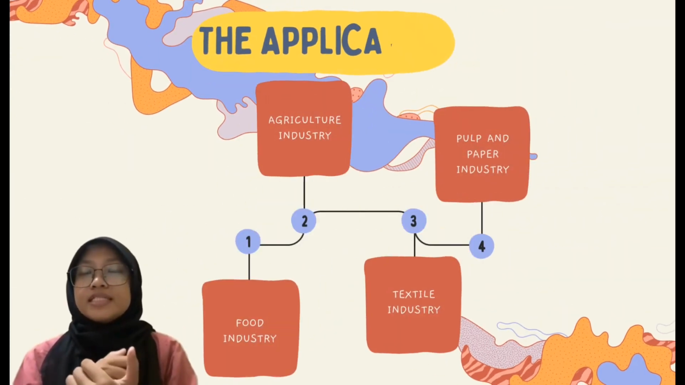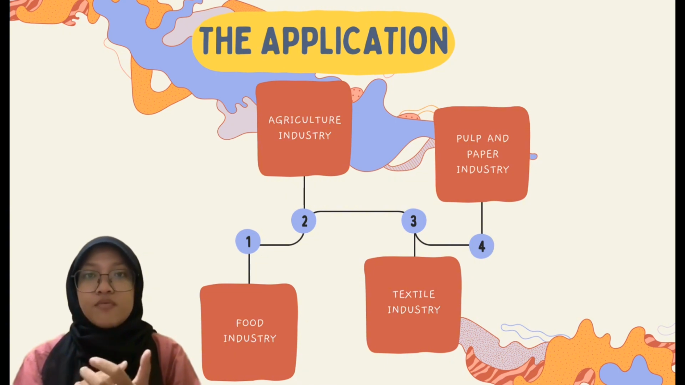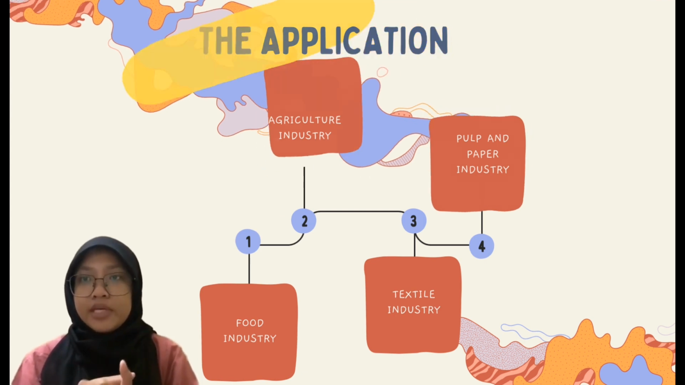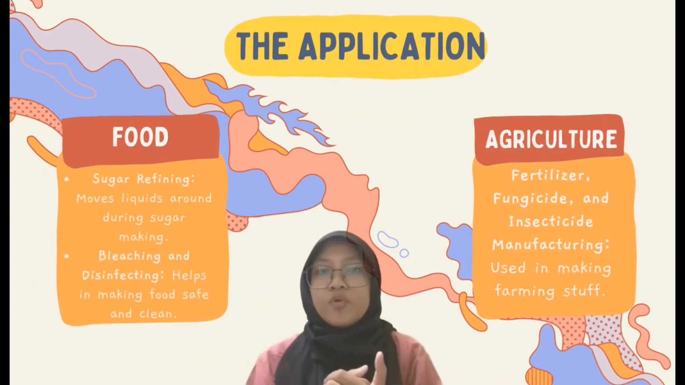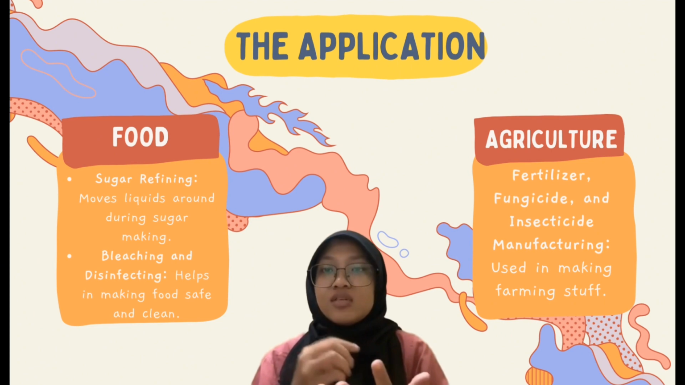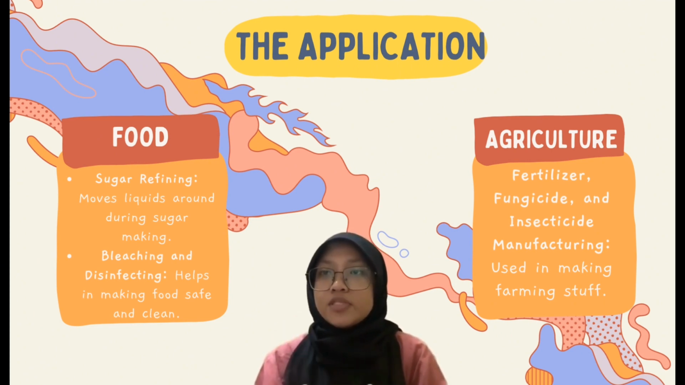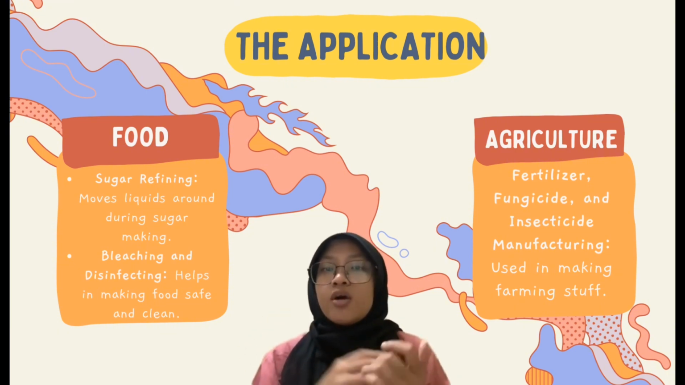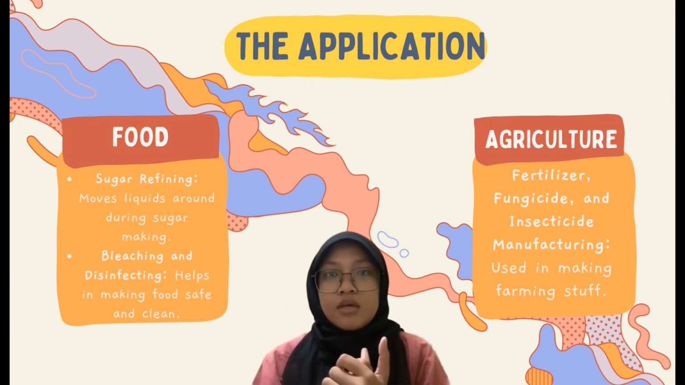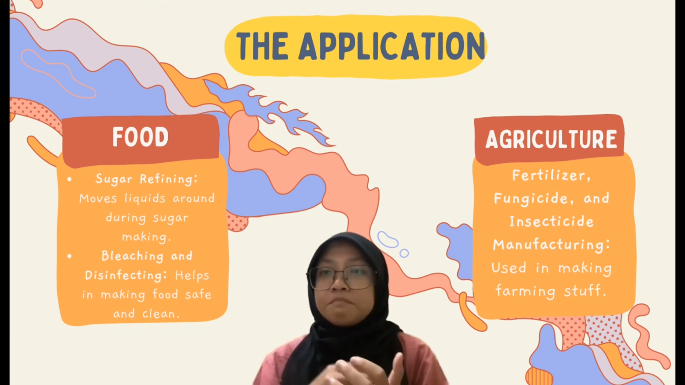There are 4 applications in various industry. First, food industry. Next, agriculture industry. Third, textile industry. And lastly, pulp and paper industry. For food industry, we have sugar refining. Centrifugal pump can be used for transferring liquid in the sugar refining process, where sugar solution needs to be moved between different stages of the refining process. For bleaching and disinfecting, this pump may be employed in processes involving the bleaching and disinfecting of food product.